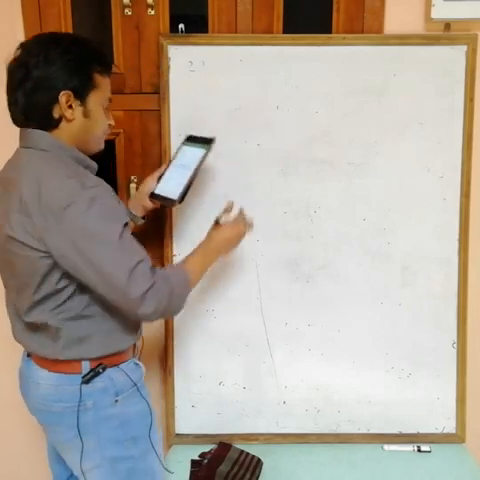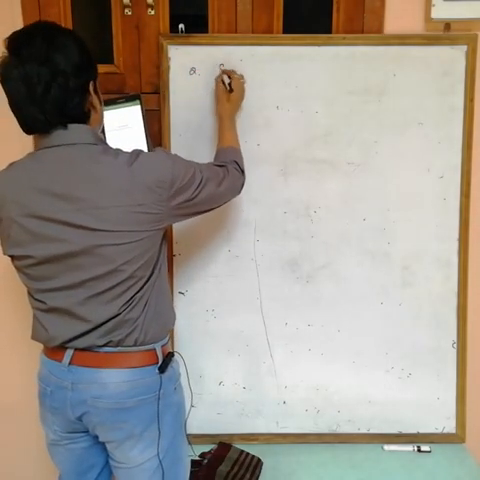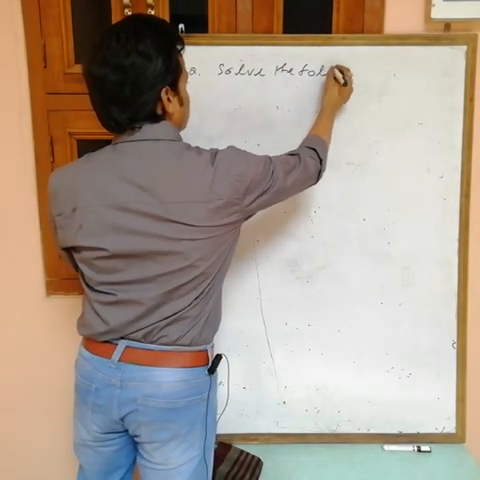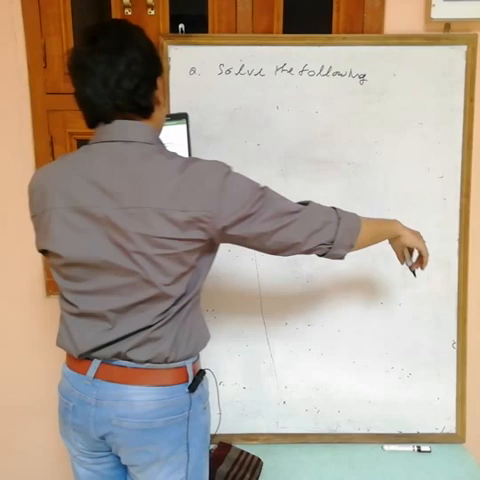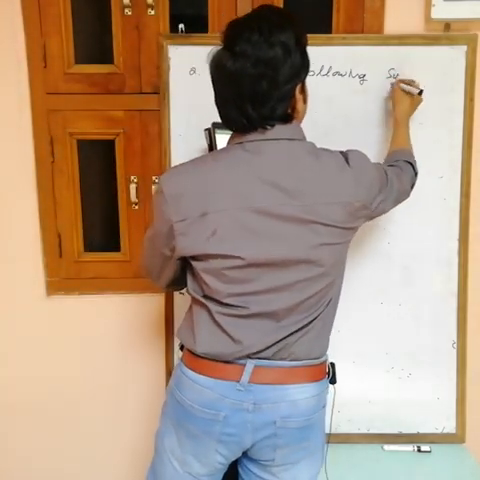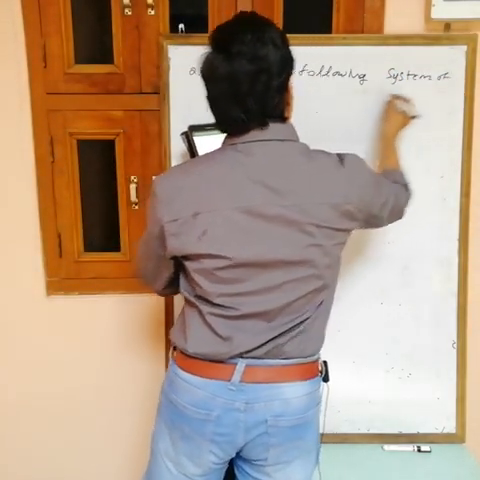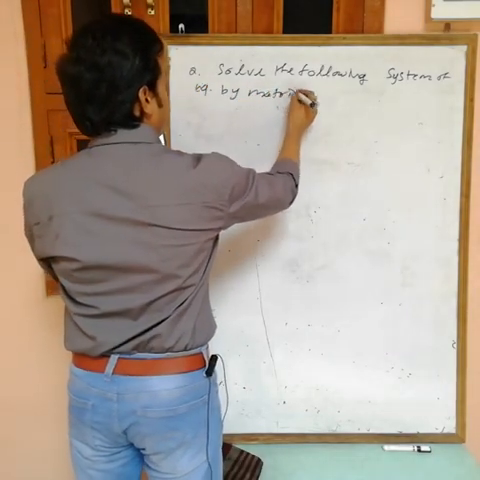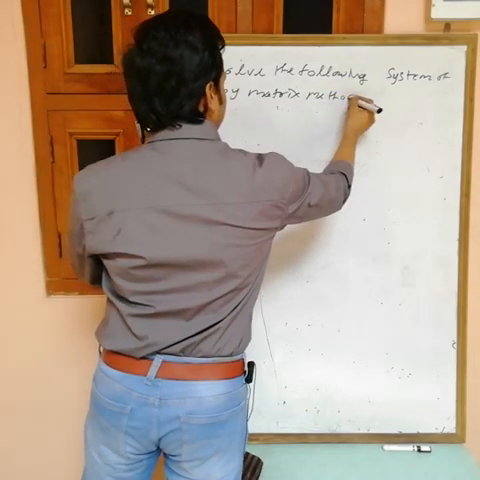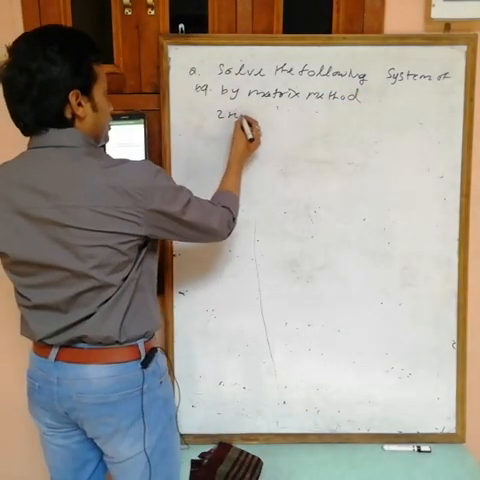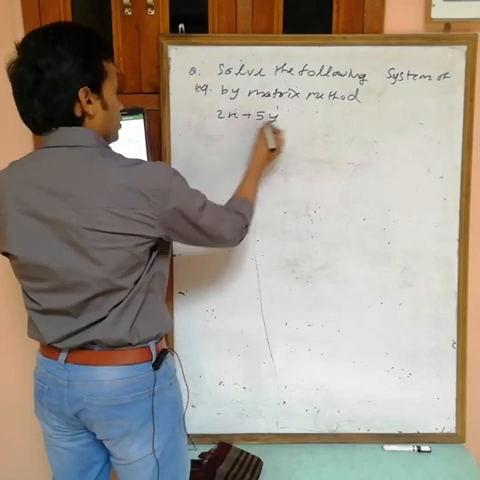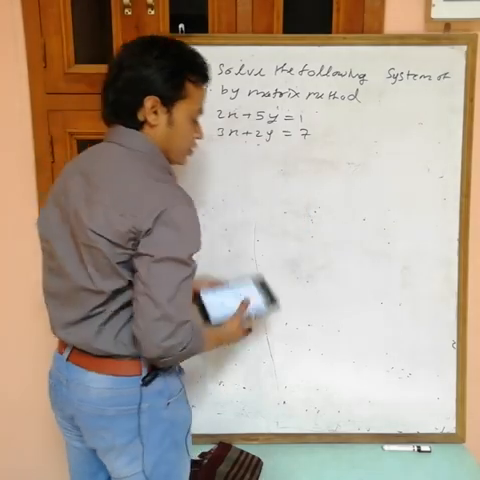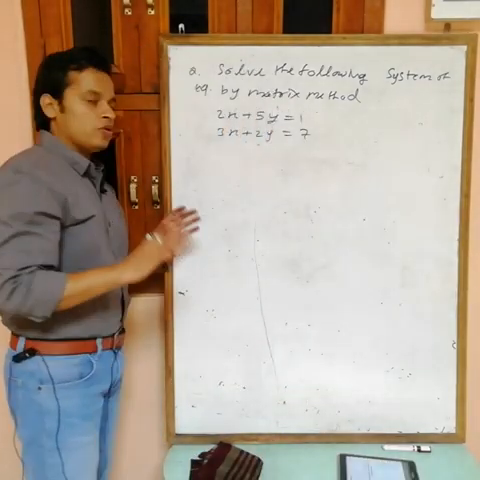Now next, solve the following system of equations by matrix method. 2x plus 5y equals 1, 3x plus 2y equals 7. There are only two variables.